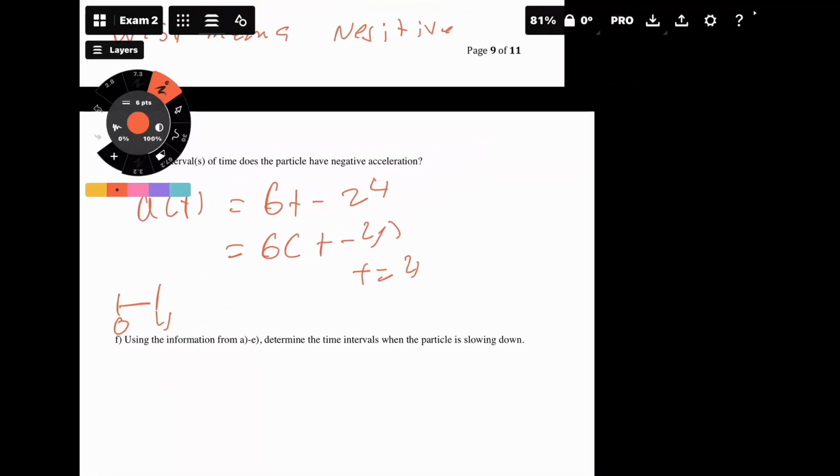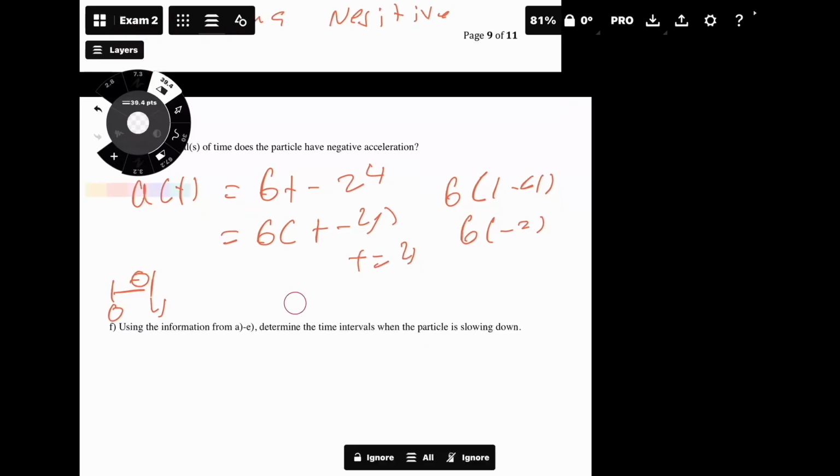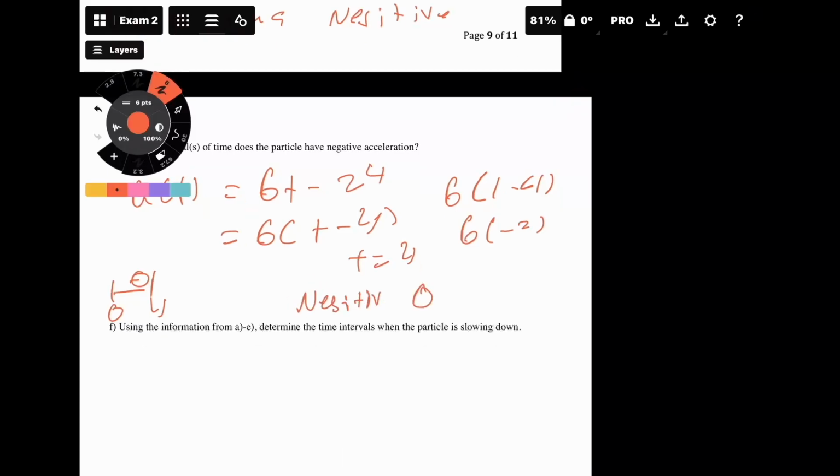And then we want to find where it's negative. So let's do 1. 6 of 1 minus 4, it's going to go 6 of negative 3, which is going to be negative. So the interval has a negative acceleration at 0 to 4.